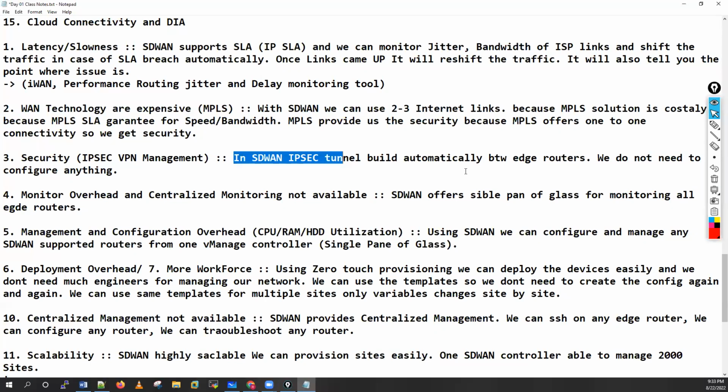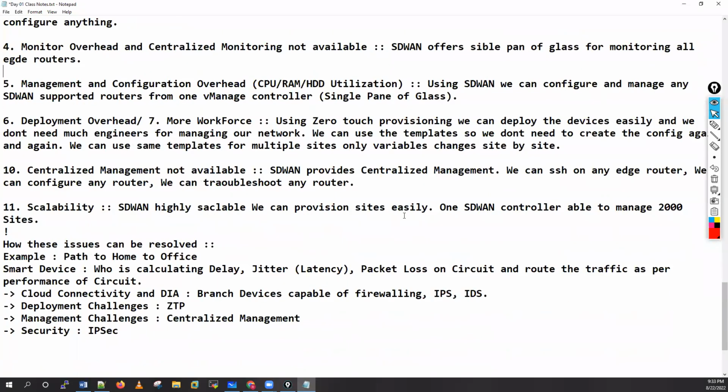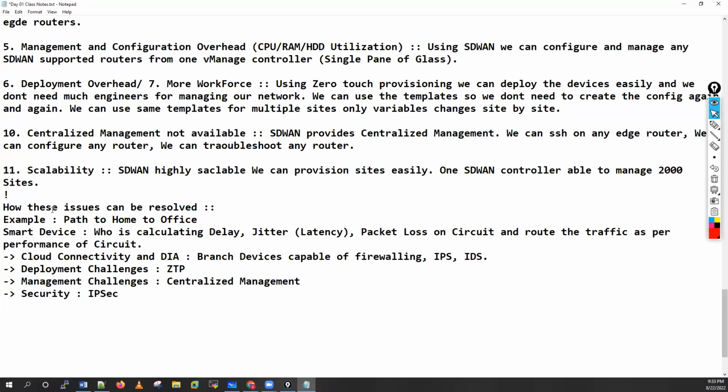Your SD-WAN IPsec tunnel builds automatically, right? I'm not going in depth, guys. Now, all these issues have been fixed by the SD-WAN. So I have already given this particular example, path to home to office, of how these issues have been fixed, right? Because now we have one device which is telling you the jitter, latency, all these things. So this is the thing which I have for today's lecture.